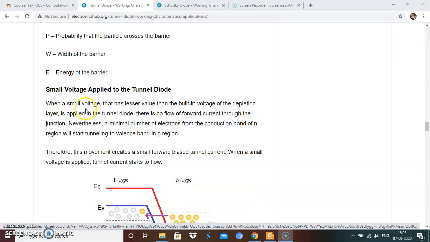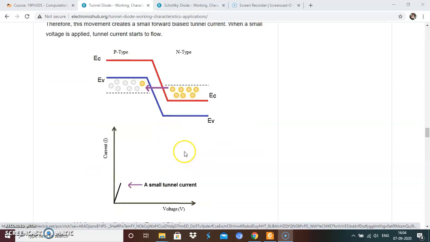If you apply a small voltage to the tunnel diode, how does it work? When you apply a small voltage, lesser than the built-in voltage of the depletion layer, there is no flow of forward current through the junction. A minimum number of electrons from the conduction band will start to tunnel to the valence band in the p region. The movement creates a small forward bias tunnel current. So when a small voltage is applied, a small tunnel current starts to flow. So this is the working.